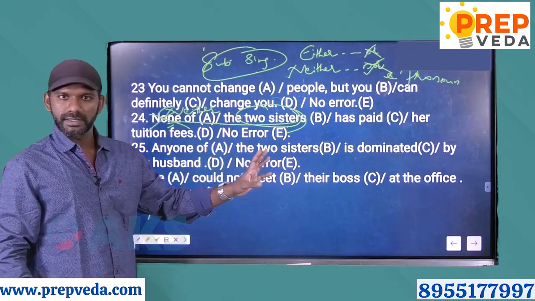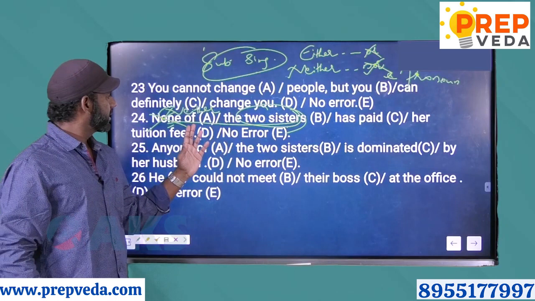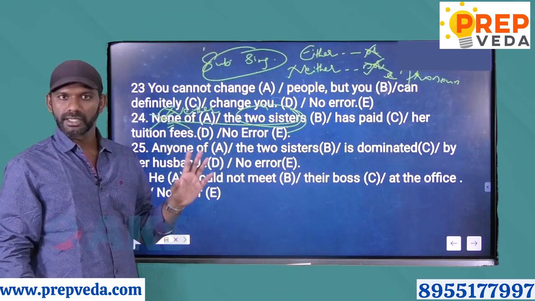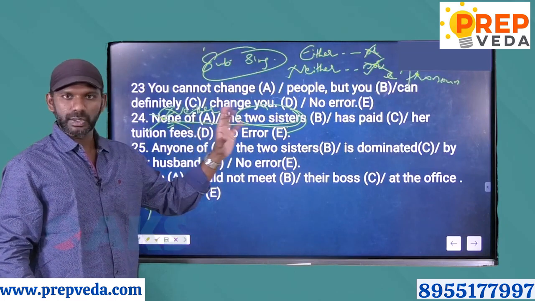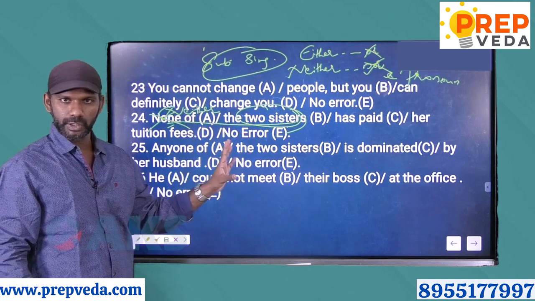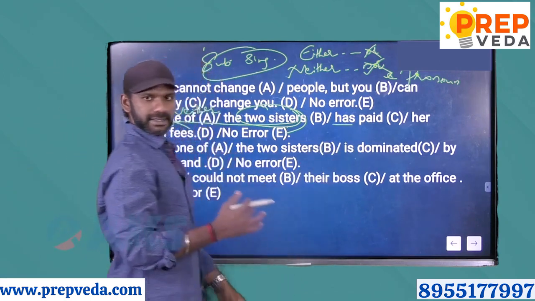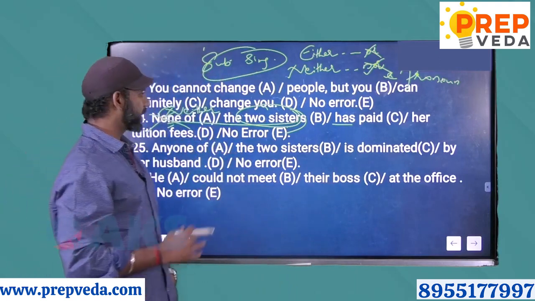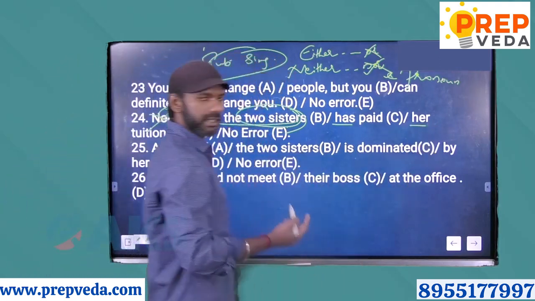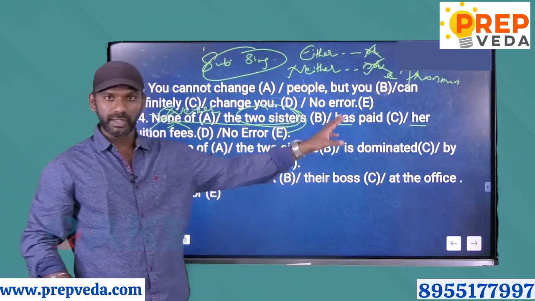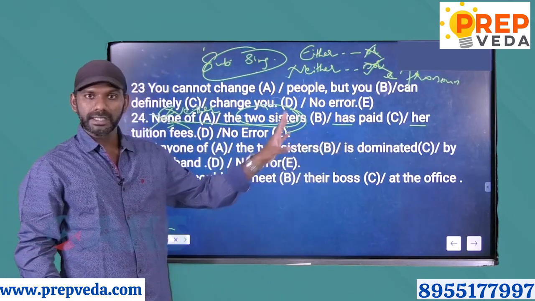Neither of the two sisters is a correct usage. In this sentence, neither is there, nor is not there. So the subject is singular, the verb and the pronoun must also be singular. Neither of the two sisters has paid her tuition fees. Has is a singular verb.